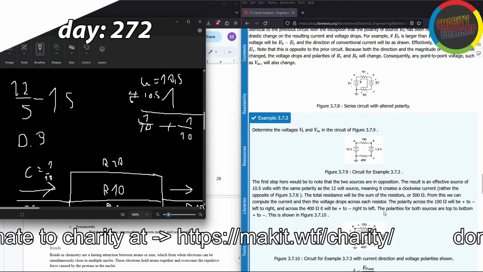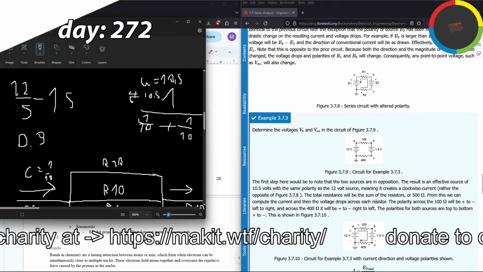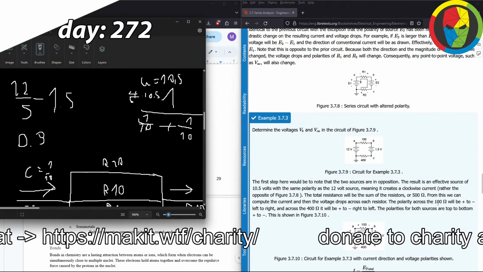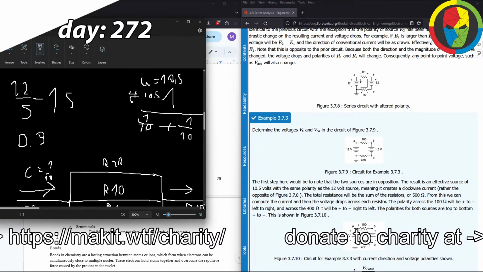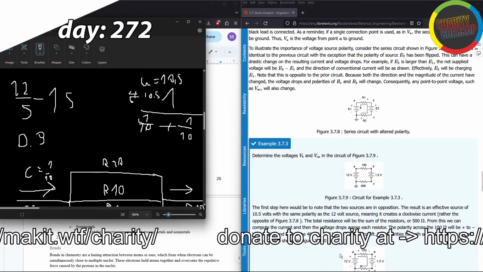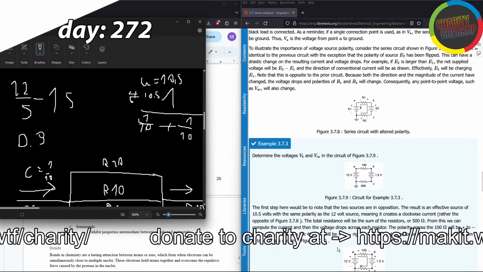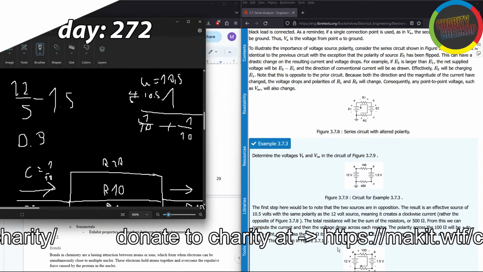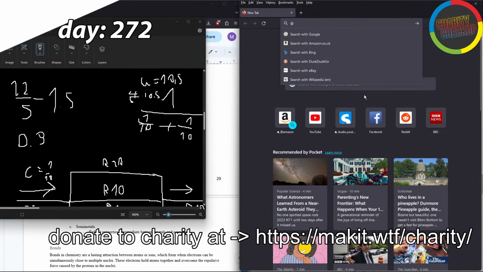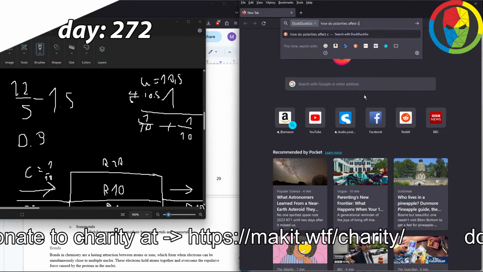Same polarity, yes, which means it creates a clockwise current. And the total resistance is the sum of the resistors, 500. From this we can compute the current, so it is that simple, but then you also need to add direction. Polarity across the first resistor will be plus to minus, left to right, and across 400 will be plus to minus, right to left. How do polarities affect circuits?